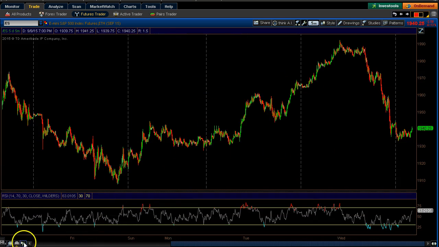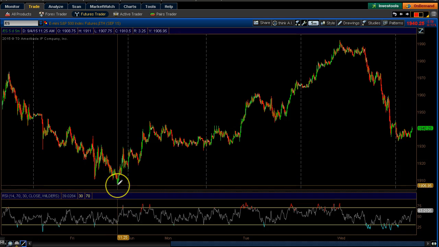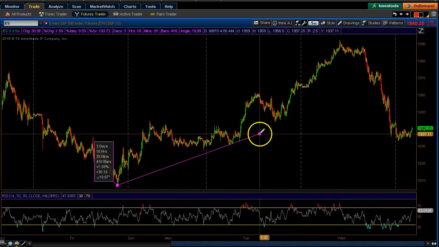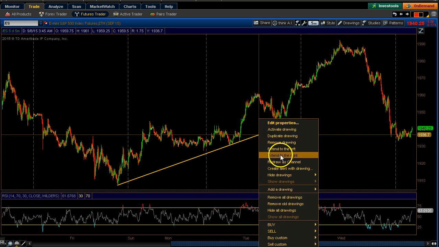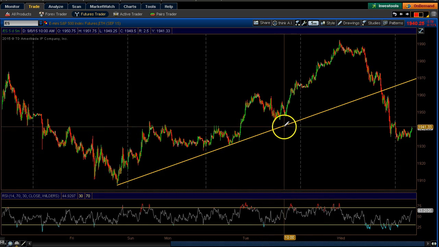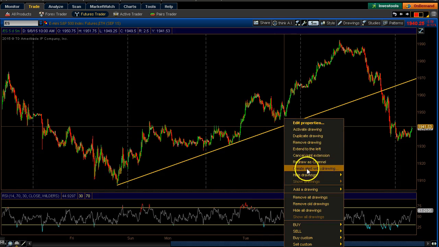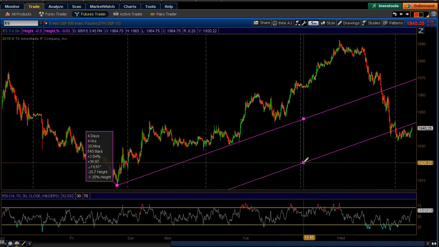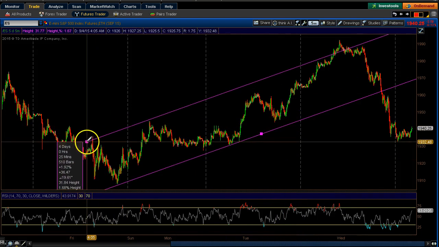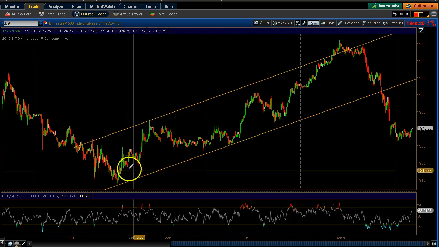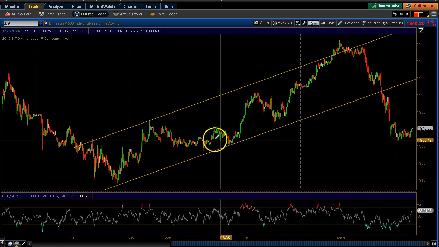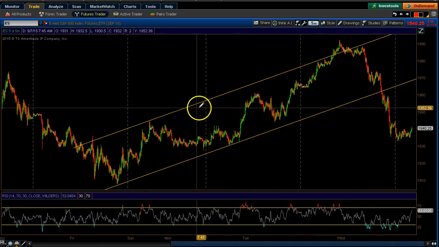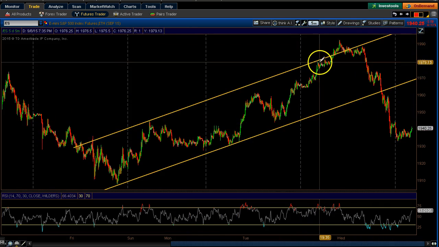Next, we're going to look at channels, right? So a good way to draw a channel, just go from one low to the other, and then right click, extend to the right, and then you can always just click on redraw as a channel. It'll give you an identical one, as you could see, touch here, here, here, 3 anchor points, right? That's all we need. Price rallies and pulls right back.